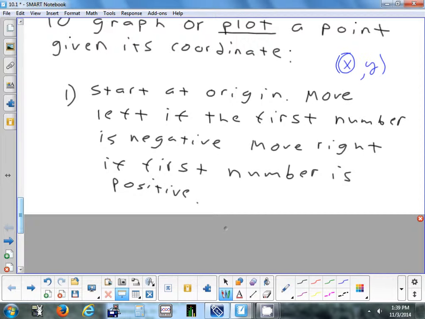Okay, so move left if the first number is negative. Move right if the first number is positive. Any question on that? Well, I'm going to test you on it, so as long as you know how to do it. And Mr. Roy left a spot for you, so that's step one.